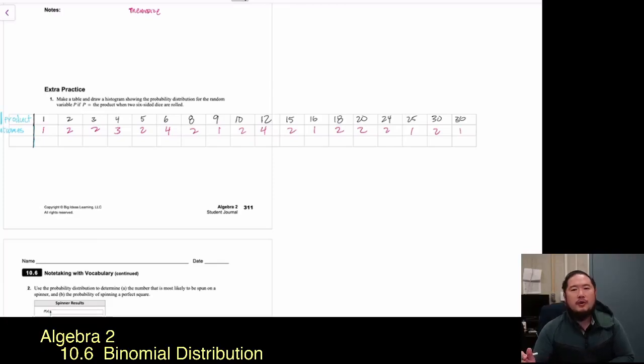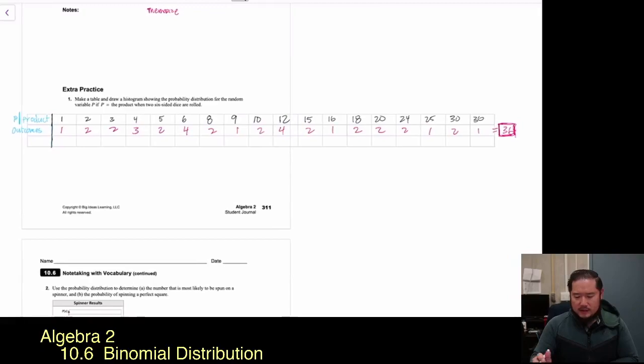How many total outcomes are there? That's what's important right here. If we take the sum of all of these, it equals 36. So we're going to need this number right here. We have 36 total outcomes in getting these different numbers or products.